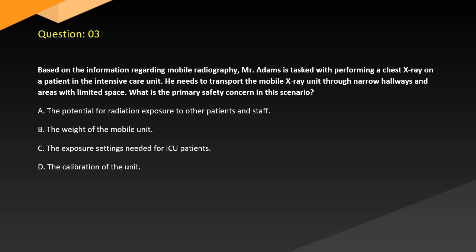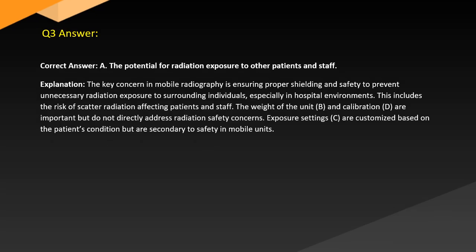A. The potential for radiation exposure to other patients and staff. B. The weight of the mobile unit. C. The exposure settings needed for ICU patients. D. The calibration of the unit. Answer. Correct answer A. The potential for radiation exposure to other patients and staff.